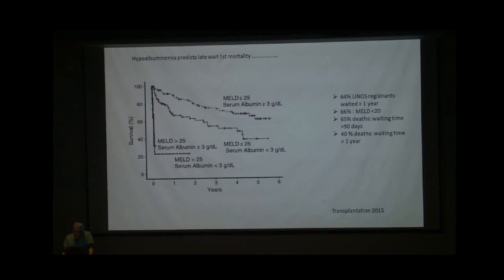If you see the UNOS data, 64% of the patients waited more than 1 year, 66% of the patients had MELD less than 20, and 65% of the deaths occur after 90 days, and 40% of the deaths occur after 1 year. And we categorize these patients according to MELD and the serum albumin. The patients with high MELD with hypoalbuminemia, almost 80% will die within 3 months. And the impact of the hypoalbuminemia is seen especially in low MELD patients with severe hypoalbuminemia, they have significantly lower survival on the wait list.